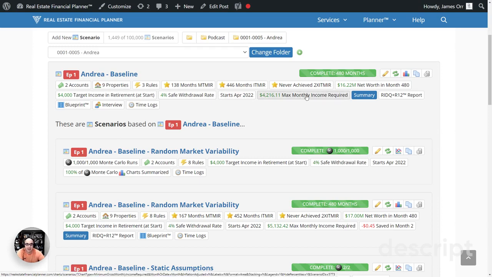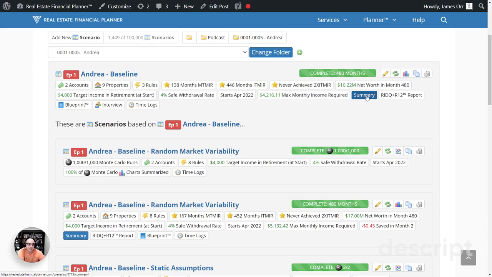And the maximum monthly income required for her is $4,216.11 in order to be able to qualify for the loans. So $4,000 of that is coming from her job. And then we need to have $216.11 from positive cash flow into rental properties in order to get her there.